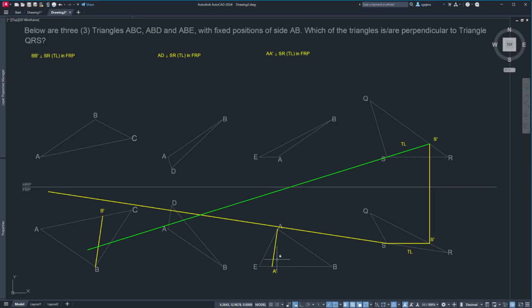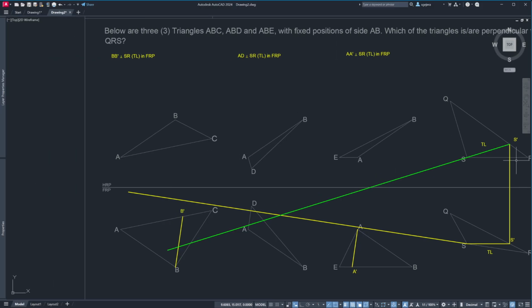So, hanapin na ulit natin si AA prime dito. If it's still perpendicular to SS prime, then we can already conclude that the line is really perpendicular to the plane QRS, and since it's contained in the given plane, then the plane automatically is also perpendicular to the plane QRS.